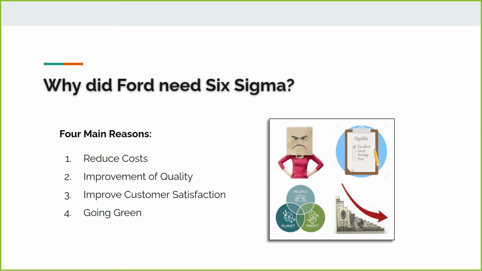Lastly, Ford recognized the importance of protecting the environment. Six Sigma promotes green or sustainable processes, and this is seen when looking at how Ford changed their production process in order to lower their environmental impact by reducing solvent consumption and adhering to the environmental protection guidelines.